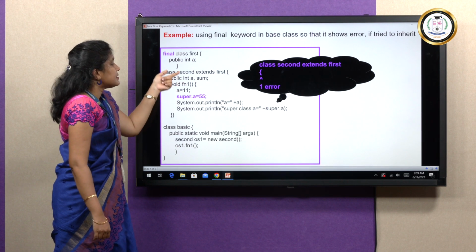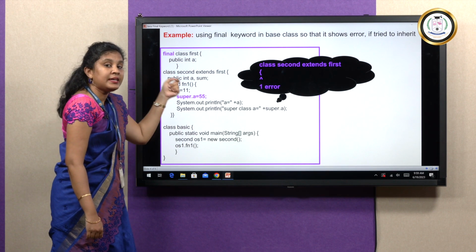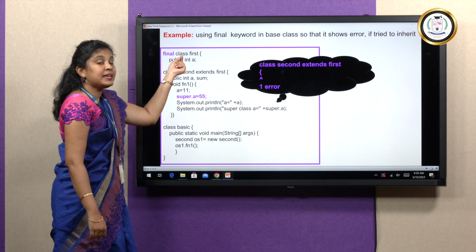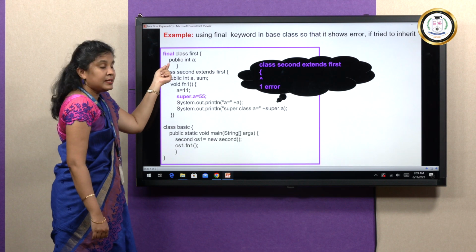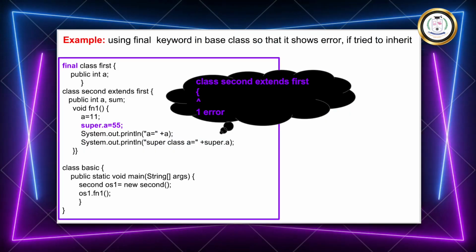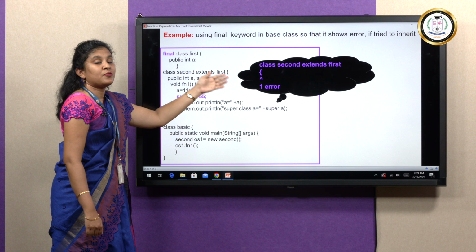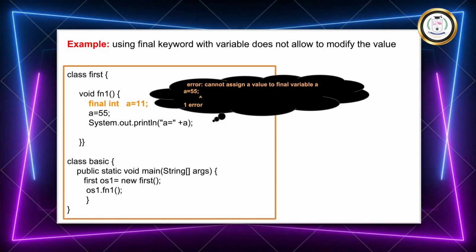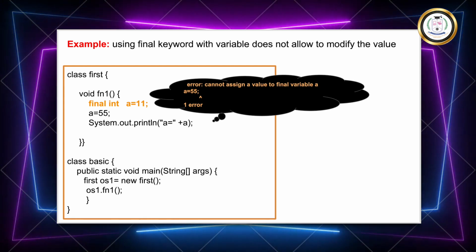In this case, since I am trying to inherit the property present in my base class, and the base class is mentioned as final, it pops up an error instead of giving a correct output. So a final class cannot be inherited anywhere. The last program is about using a final keyword along with a variable.